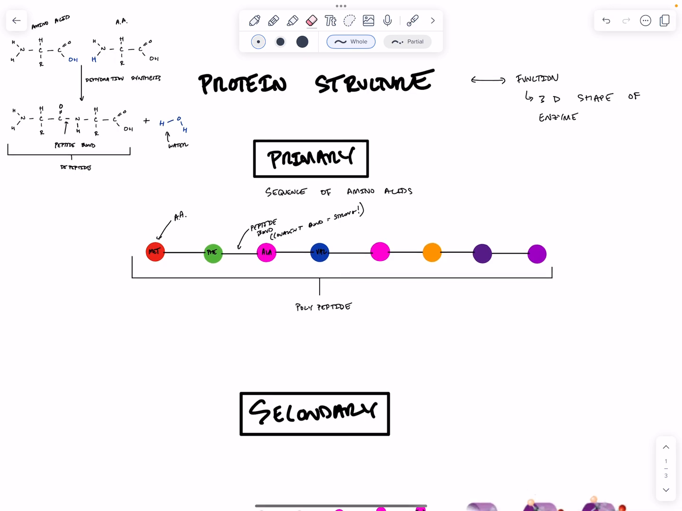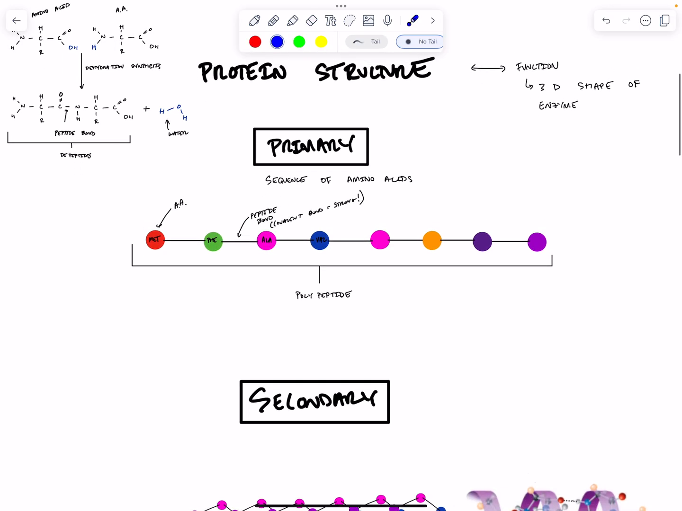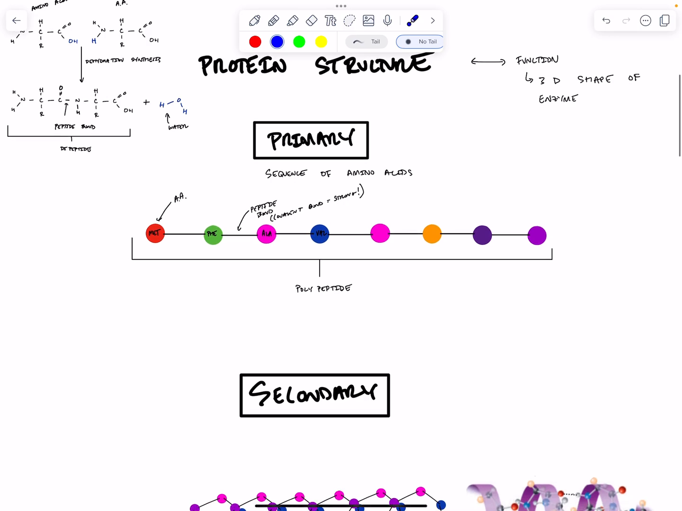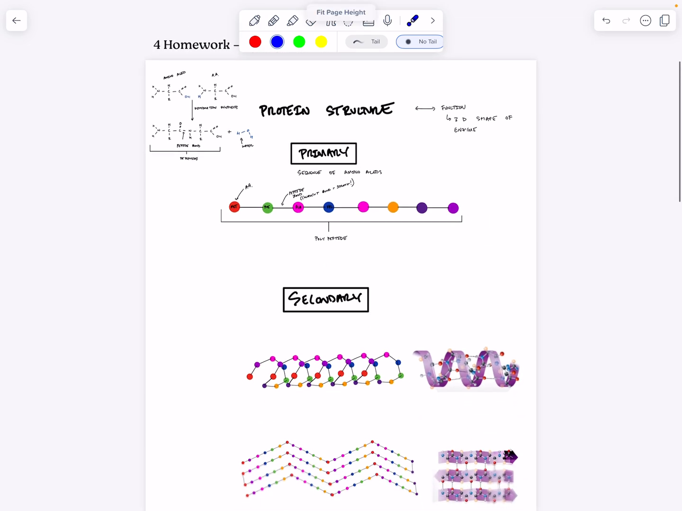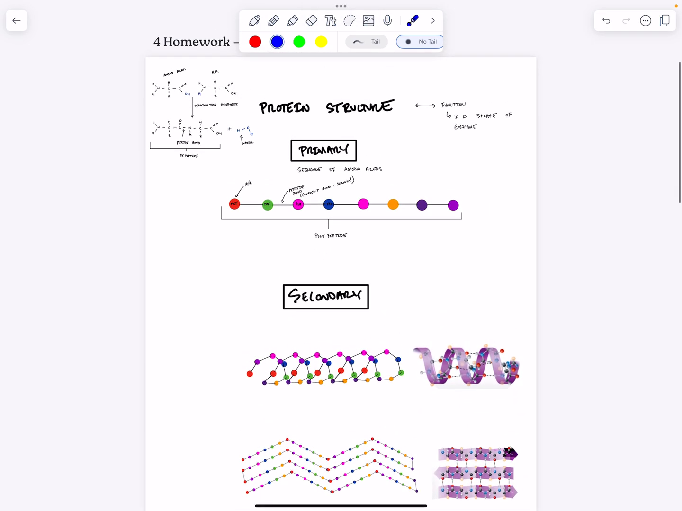We call this sequence of amino acids its primary structure. So the order in which the amino acids are strung together is the primary structure, the most basic level of structure of a protein. If you change one of the amino acids, then you change the primary structure of the polypeptide. Now, in order to become a protein, this polypeptide needs to be folded in a very specific way.